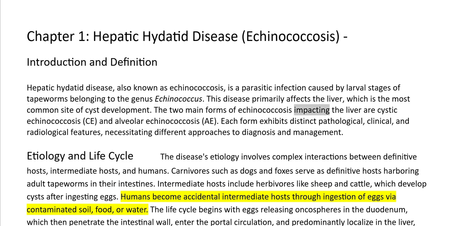The two main forms of echinococcus impacting the liver are cystic echinococcus, CE, and alveolar echinococcus, AE. Each form exhibits distinct pathological, clinical, and radiological features, necessitating different approaches to diagnosis and management.